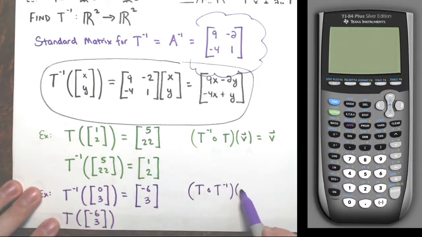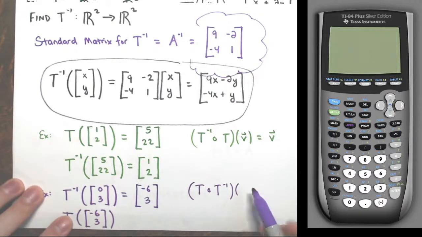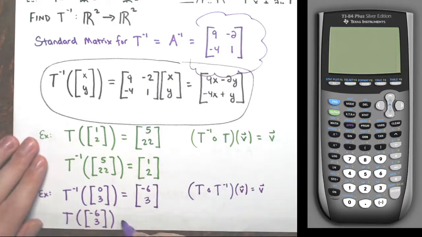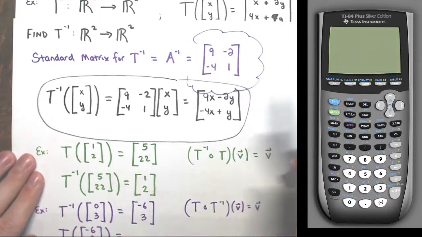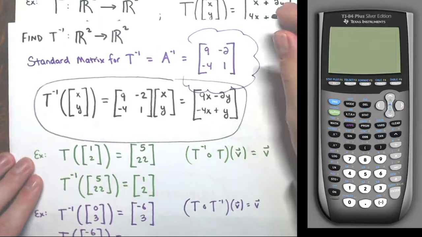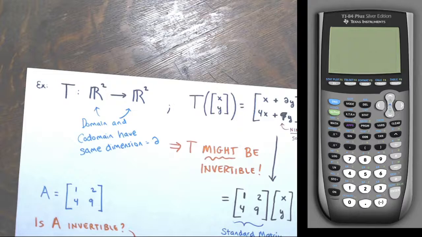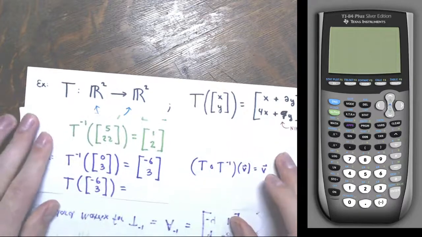Well, for any vector, this composition should map a vector to itself. So my result here should be the vector 0, 3 that I started with. All right, so let's see. Let's apply T, right? T was this up here, this rule. Let's apply T.